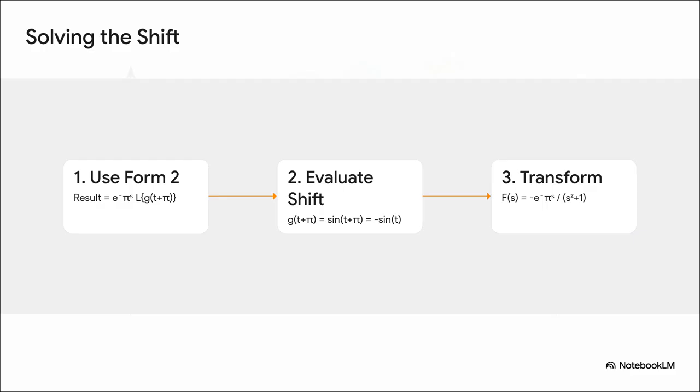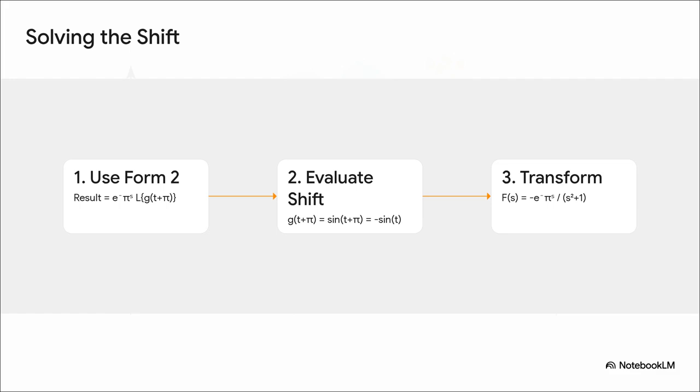Step 1 is just identifying our parts. C is pi, and our function g of t is sine of t. Easy enough. Now, step 2, this is where the trap lies. The formula requires the transform of g of t plus pi, not just g of t. So we have to figure out what sine of t plus pi is. A quick trig identity tells us that's actually equal to negative sine of t. Forgetting to do that shift is the #1 mistake people make.